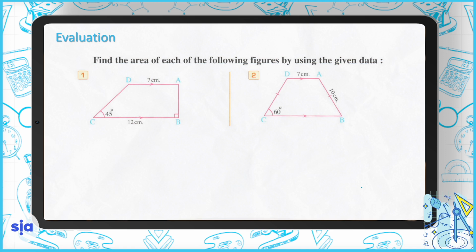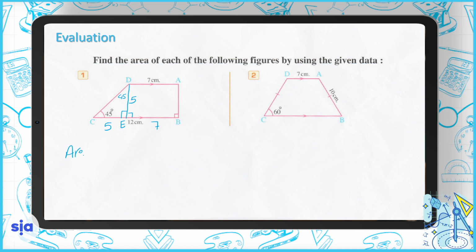So here in question 1, we have the two parallel bases given, but we don't have the length of the perpendicular height. AB is the same as DE. If this is a 45 and this is a 90 degrees, so this is a 45 degrees. If this AD is 7, so EB will also be 7, then CE is 5. So if this is 5, this one will also be 5. So the height now is 5.